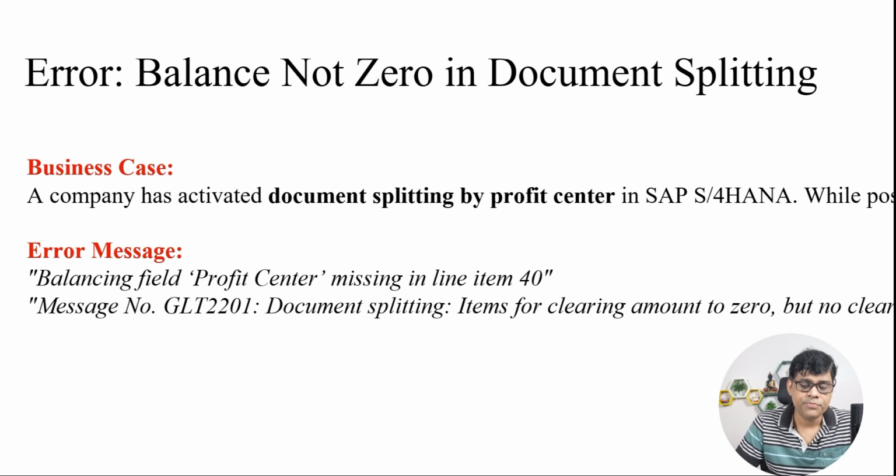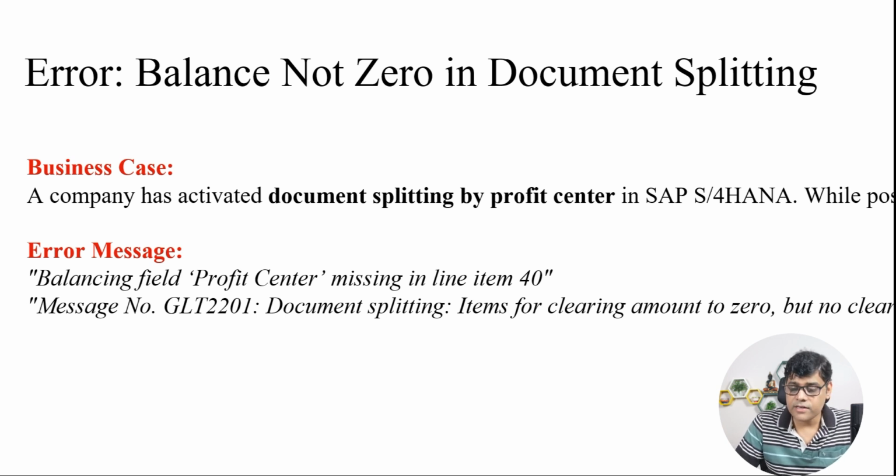passive splitting. So if you check the case study, the business case, you will find that the company has activated the document splitting as usual by profit center wise, but while posting we are getting this particular error. Balancing field profit center line item missing. For a particular line item it is missing and we are getting some message here. Now the clearing document amount is 0 but no clearing documents are available here. So this is one error which is related to active splitting because it's related to an invoice we are discussing.